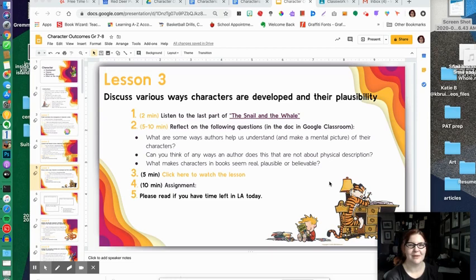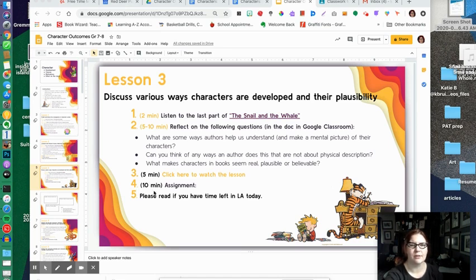Today we're going to talk about characters and how they're developed or created and how authors can make them seem real or plausible. So what are some ways that authors help us understand and make a mental picture of their characters? Can you think of any ways an author does this that are not about physical description? So anything that's not about just what they look like? And what makes characters in books seem real, plausible, or believable?